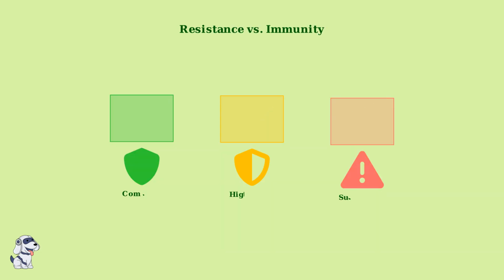It's important to understand that resistance is not the same as complete immunity. Most resistant varieties have high resistance, meaning they can still be infected under severe disease pressure, but they show much less damage than susceptible varieties. True immunity is rare in plant breeding.